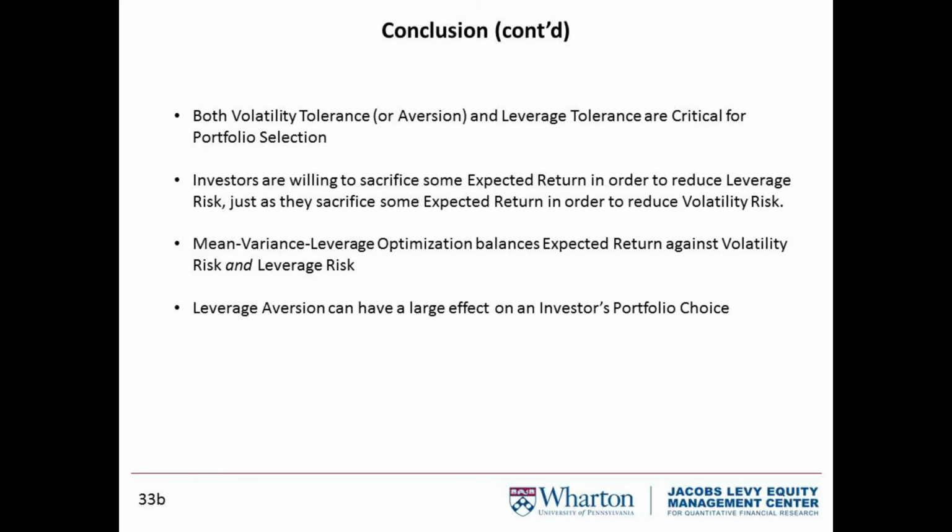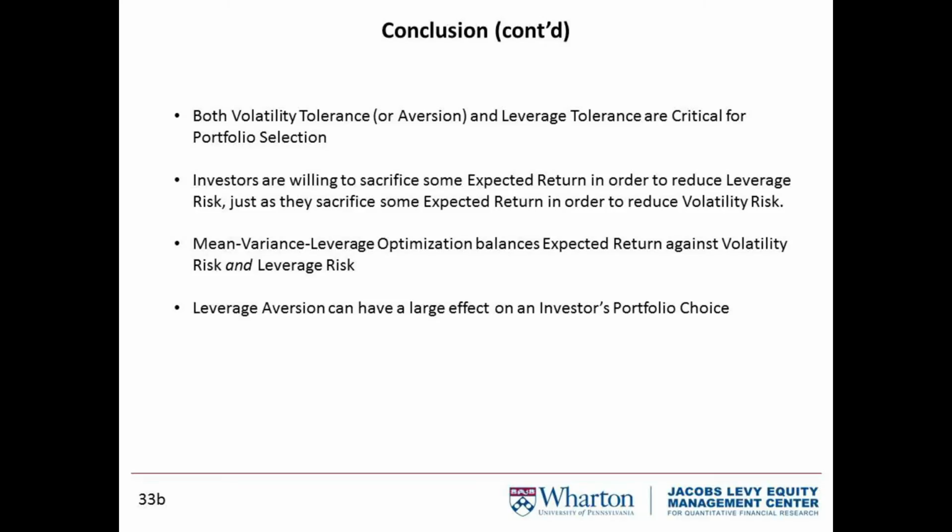Both volatility tolerance, or aversion to volatility, and leverage tolerance are critical for portfolio selection. And just as MPT says investors are willing to sacrifice some return in order to reduce volatility risk, in an MVL world, investors are willing to sacrifice some return in order to reduce leverage risk. And so what mean variance leverage optimization does is it balances expected return against both volatility risk and leverage risk. And we find that leverage aversion can have a very large effect on an investor's optimal portfolio.